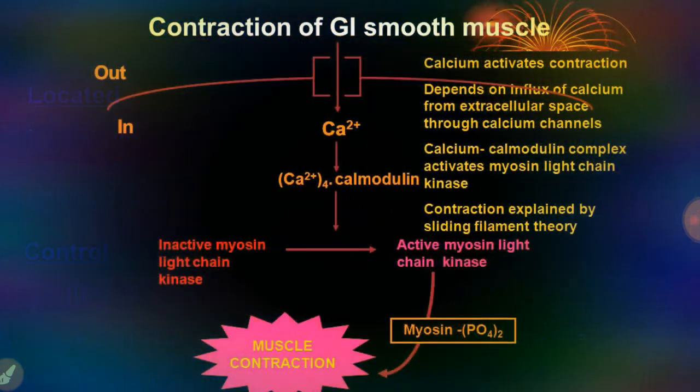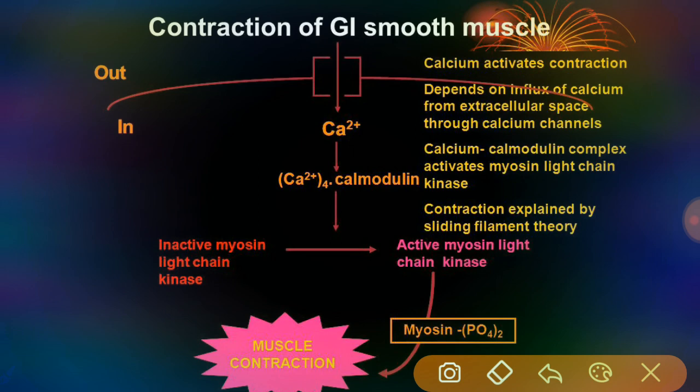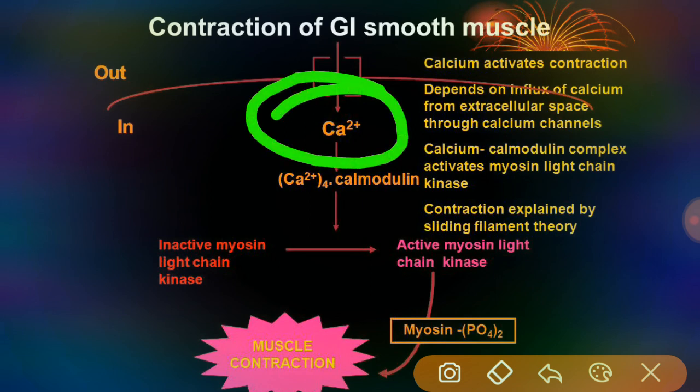Okay, so how is the GI smooth muscle contracted? Calcium ions, in the presence of calmodulin, cause the contraction of the GI smooth muscle. The activation of contraction depends upon the influx of calcium from the extracellular space, through the presence of calcium channels.